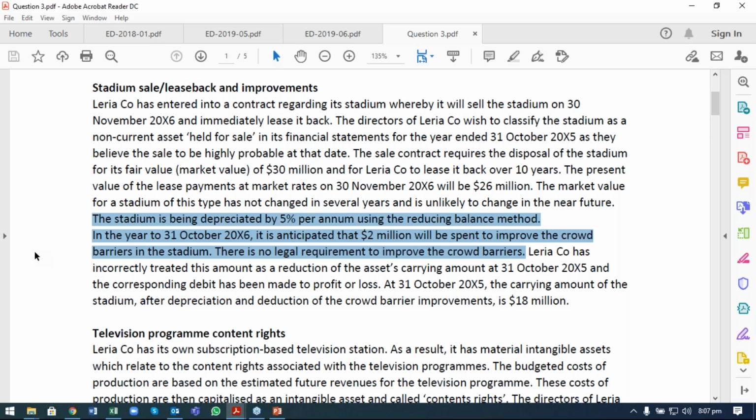as an expense to profit and loss account, because we always consider what amount should be charged to profit and loss account if it is a repair to the barriers. It is not a repair to the barriers, it is an improvement to the crowd barriers. So this word improvement gives you an idea that it must be capitalized, right?